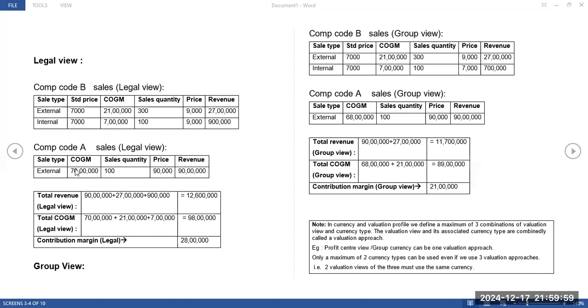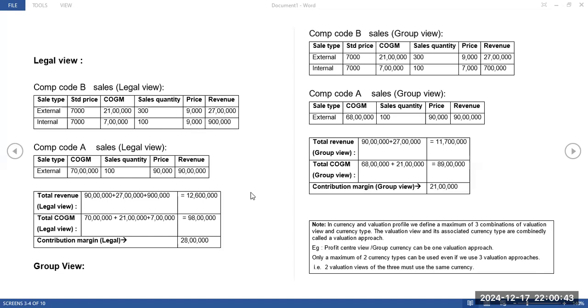The legal view for company code A, the external sales of the cars, is a COGM of 7 million. The price is 90,000 and the sales quantity is 100. So the revenue is 9 million minus 7 million COGM, giving 2 million net profit. Over here we had COGM of 2.1 million and 2.7 million revenue, a profit of 600,000. Over here we have 2 million. So there is a lot of difference.